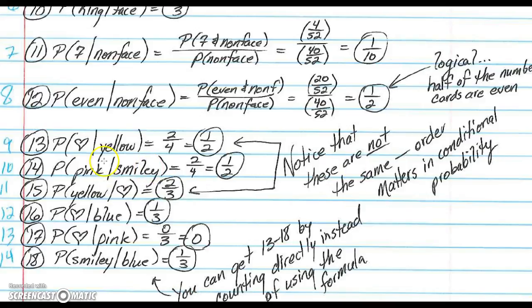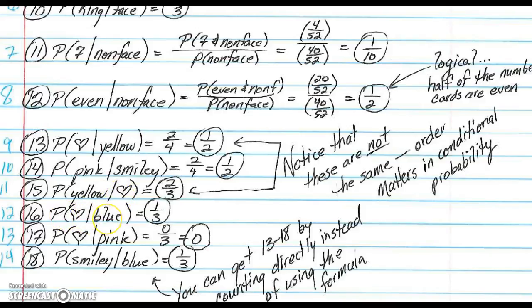And the comment here I made is when you're doing conditional probability, it does matter what order the 2 come in. So probability of heart given that it's yellow is not necessarily the same as probability that it's yellow given that it's a heart. So the information that you have does change things.